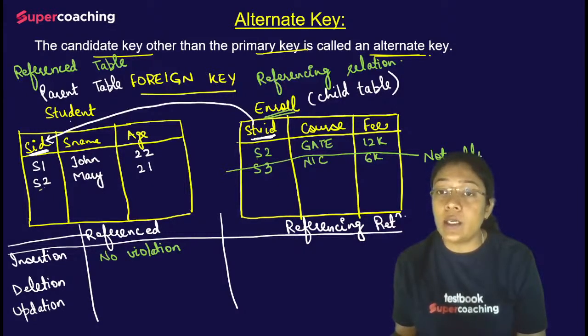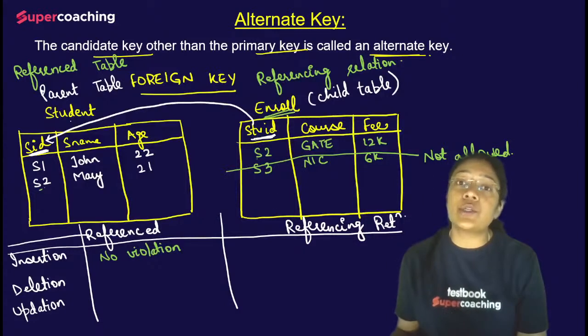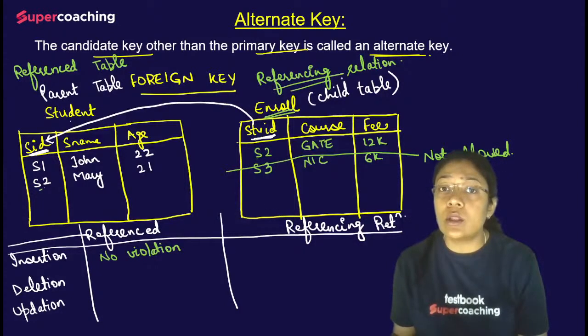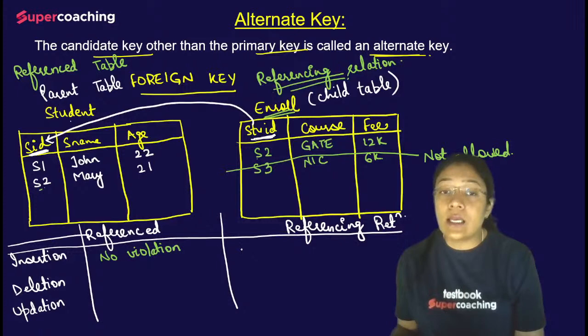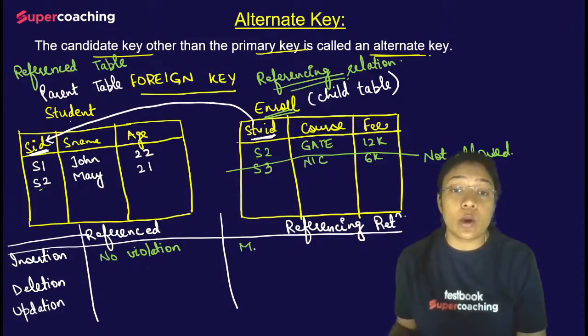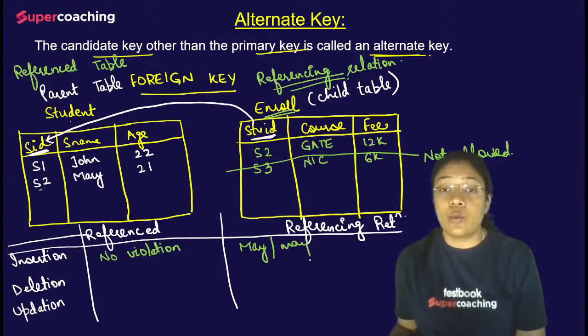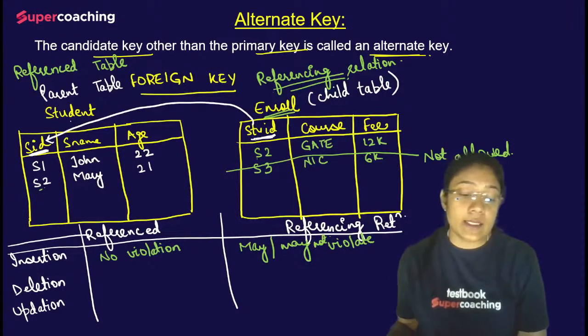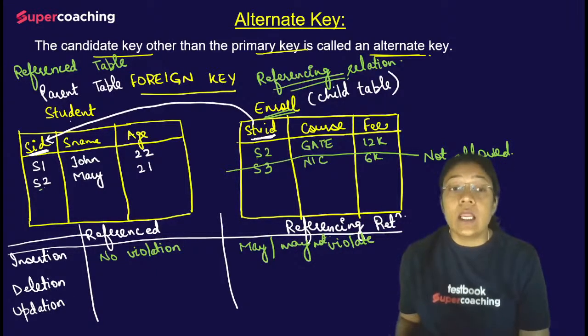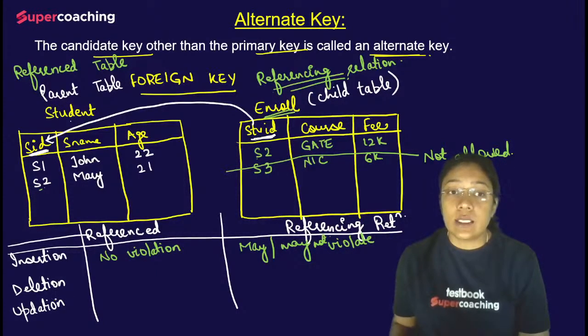You get this point? So this means that when we are going to perform the insertion on the child relation or on the referencing relation, then it may or may not, I'm not saying it will always create the violation, but it may or may not violate the referential integrity constraint. Make sense? Yeah. Now the next one is the deletion.